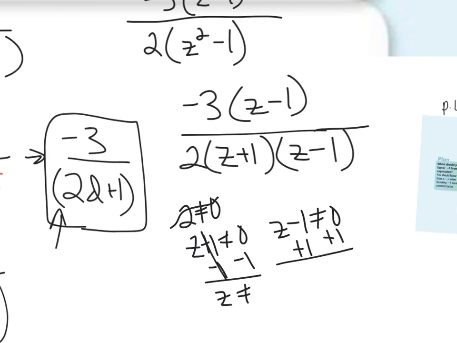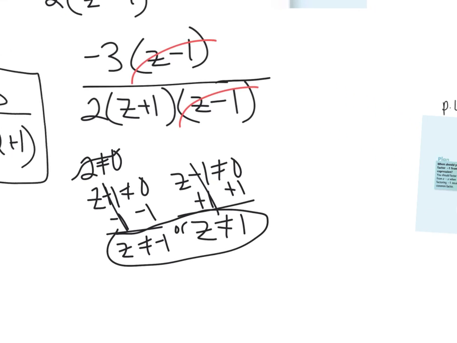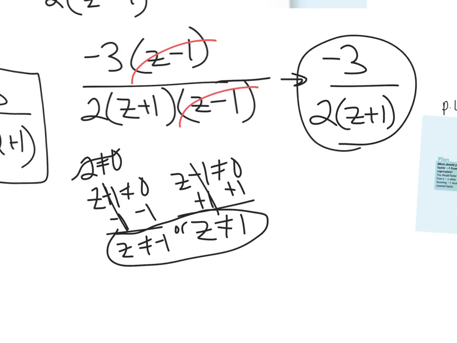But if you solve these out, z can't equal negative 1 or 1. So those would be our excluded values, and then now we can factor out the z, or cancel out the z minus 1s. And then I'm just going to rewrite this because it's a little bit of a mess right now. So we could leave it like that as our final answer. If you would ever see one like this and it says negative 3 over 2z plus 2, just understand that that's equivalent to the answer that we have.